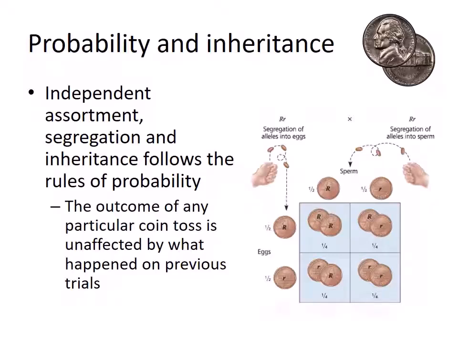So we have a 1 in 4 chance of getting big R, so having heads right after heads. We have a 1 in 4 chance of getting little r, so having tails right after tails, and we have a 2 in 4 chance of having 1 coin have heads and 1 coin have tails. So it's the same idea with inheritance. It follows the rules of probability.